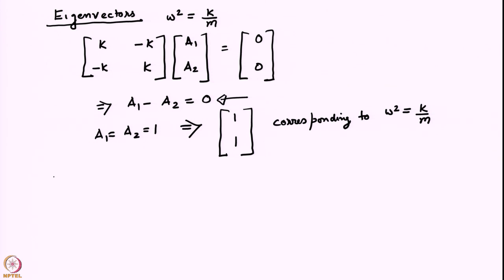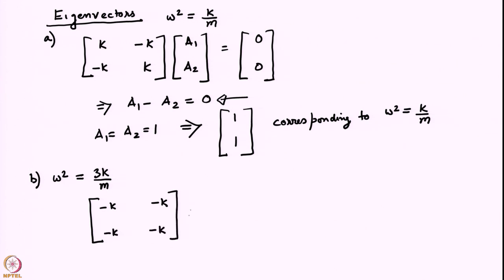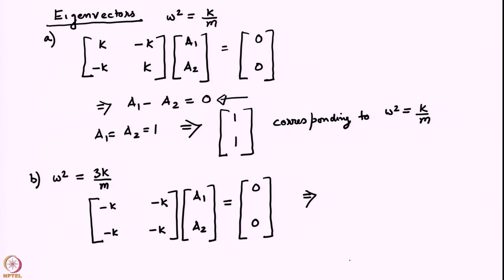Now let us work out the, so this is eigenvector A, this is eigenvector B corresponding to 3k by m. If you once again go back and substitute omega square is equal to 3k by m in the eigenvalue problem that we had seen earlier, you will get the following matrix equation. Once again, this does not lead to 2 independent equations but only one, which is a1 plus a2 is equal to 0. We can choose a1 to be 1, in that case a2 becomes minus 1.